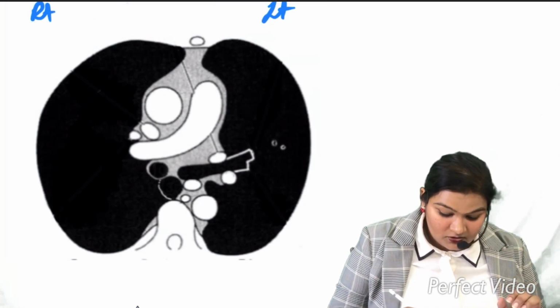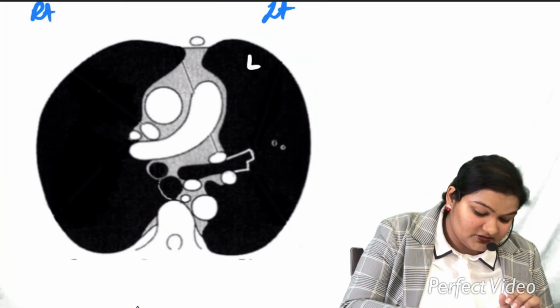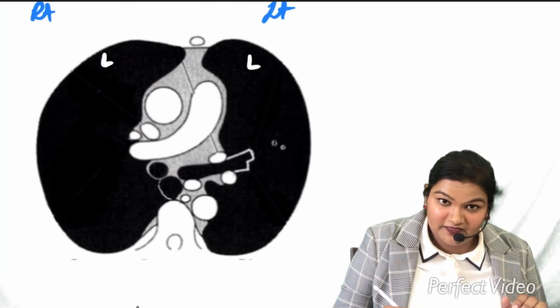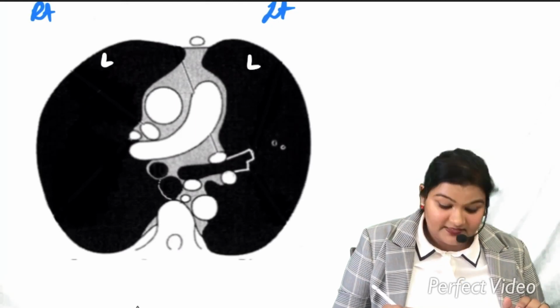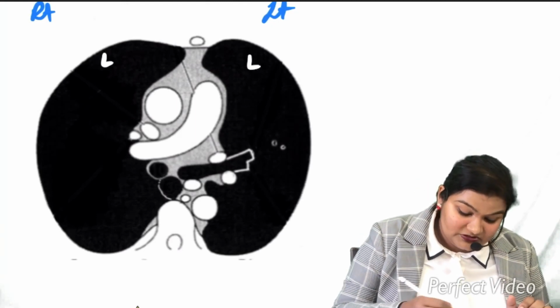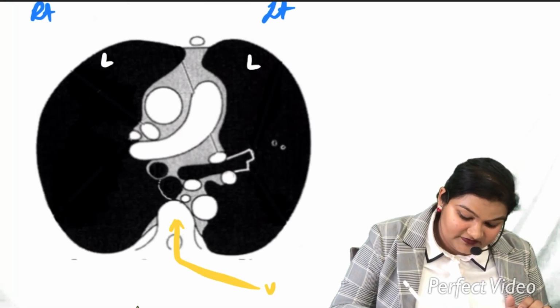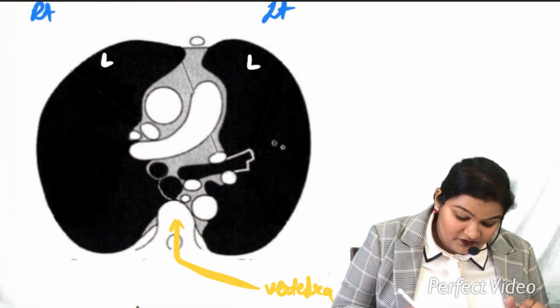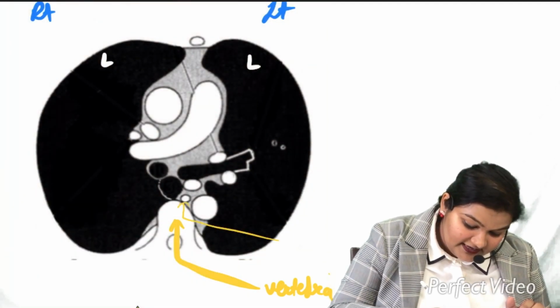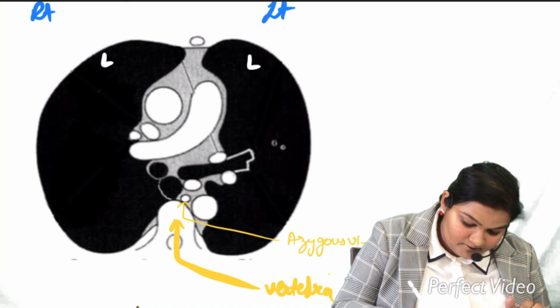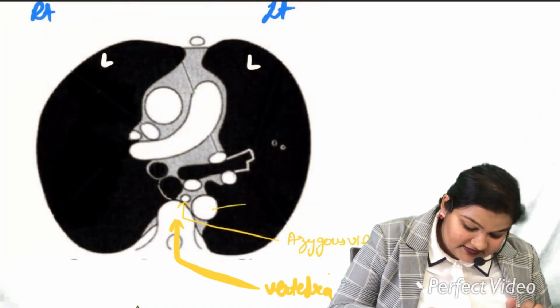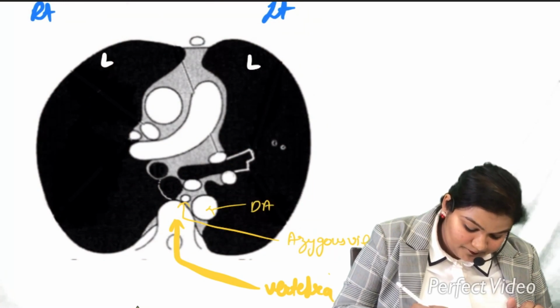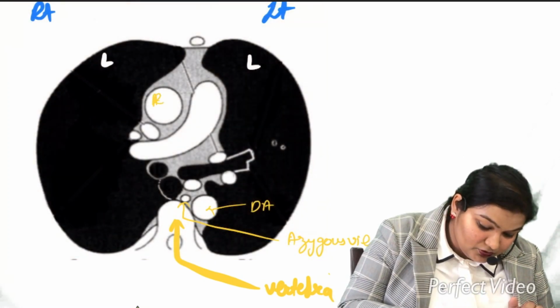Right. Now here we have black structures and those are lungs, because they are filled with air, they are hypodense and appear black. Now the most recognizable structure till now we have seen is the vertebra. I have again mentioned, in front of the vertebra we have the azygos vein. Okay, this is our descending aorta, right? This is our root of aorta, right?